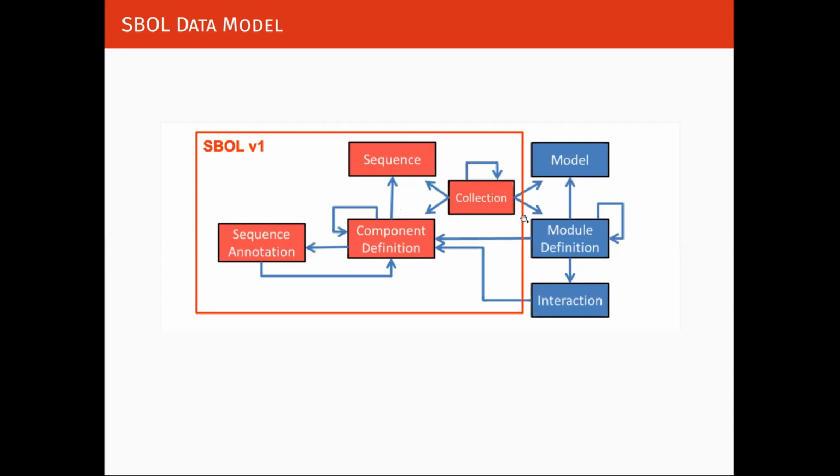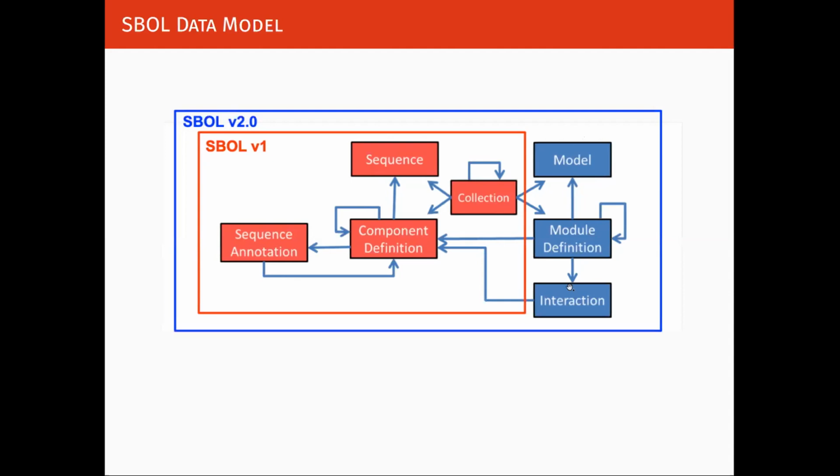One other class that was introduced is the collection class, which was just used to group things. So you could have, for example, my iGEM promoter collection. And so you could collect all of the component definitions for all the promoters that came from iGEM, or whatever organizing principle you want to use. So SBOL version 2 added these additional classes shown here in blue.